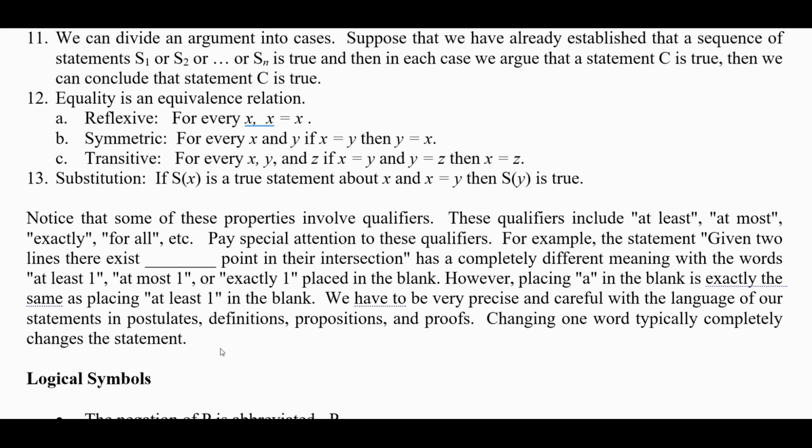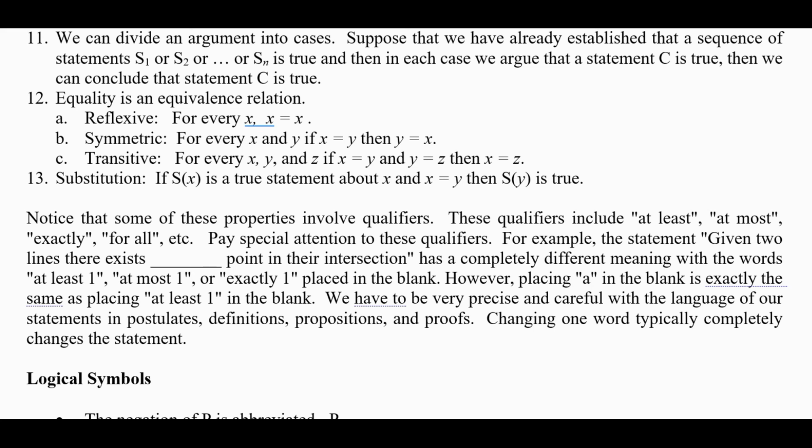For example, the statement, given two lines, there exists blank point in their intersection. This has a completely different meaning if in the blank you put at least one, or you put at most one, or you put exactly one. So those qualifiers are important. However, if you just say there exists a point, that's exactly the same as saying there exists at least one point. Okay?